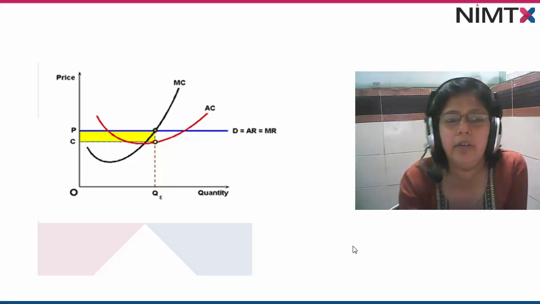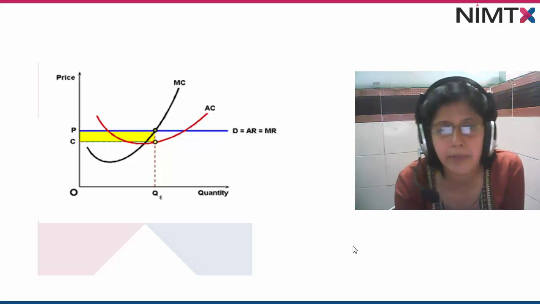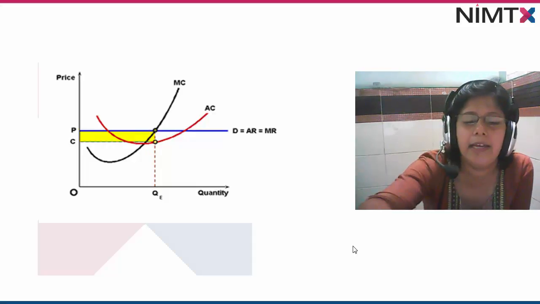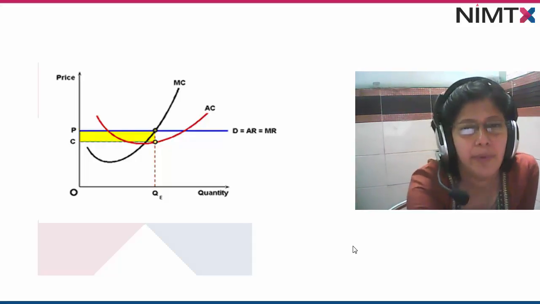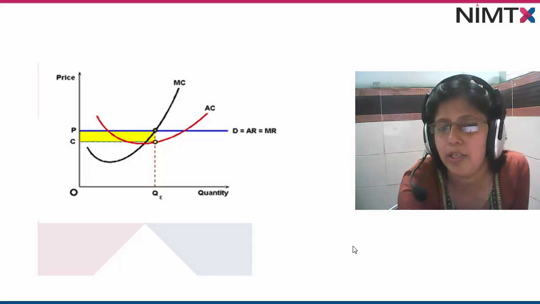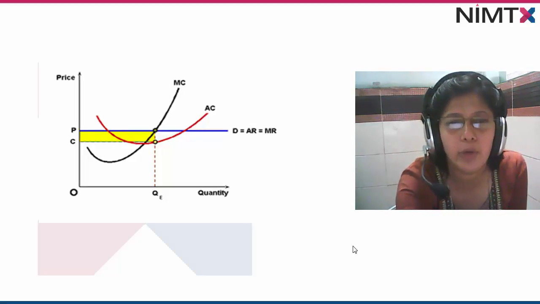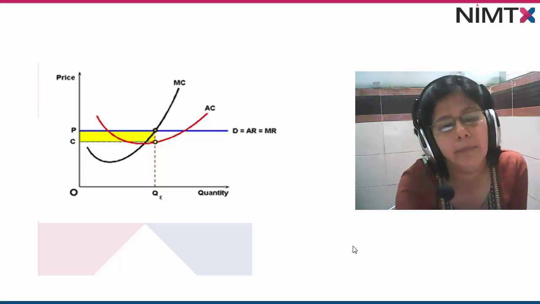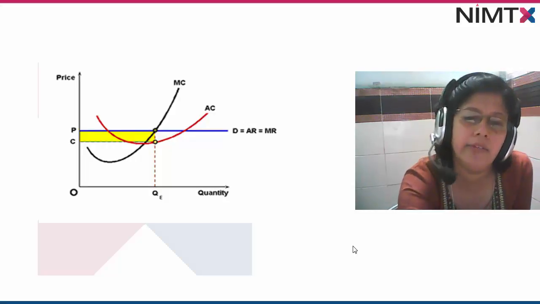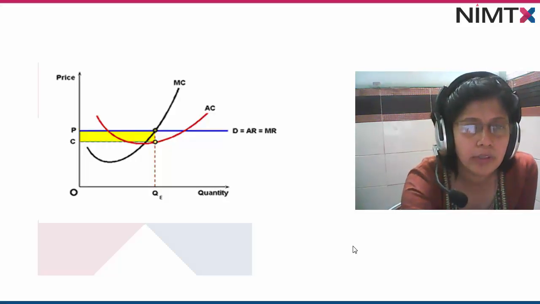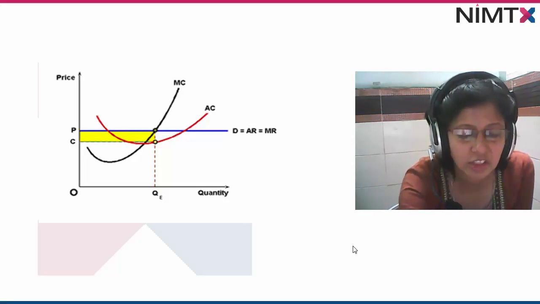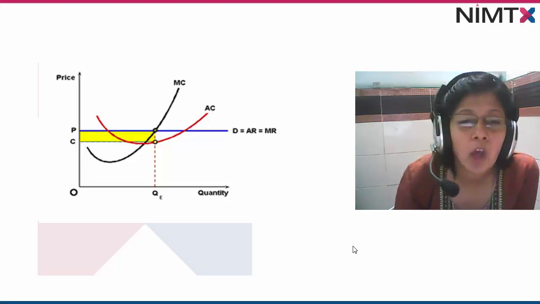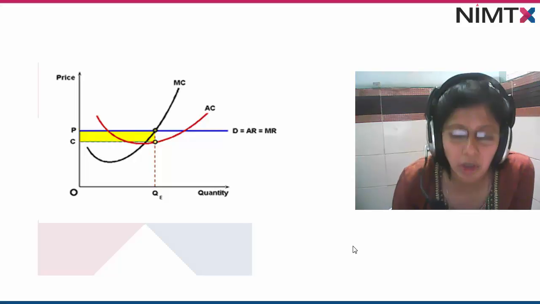Here we have a curve of supply and demand in perfect competition. Here on the y-axis we have price, and here we have quantity, and the horizontal blue line reflects D equal to AR equal to MR, along with our curves of average cost and marginal cost. When both of the curves intersect and meet each other, that is the time of profit maximization as well as optimal utilization of the product.